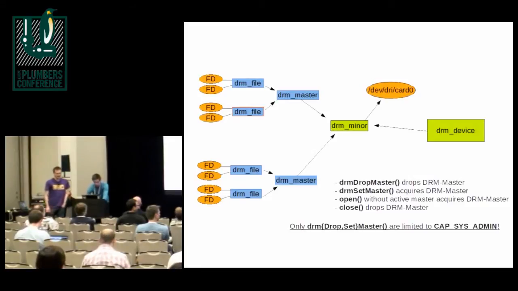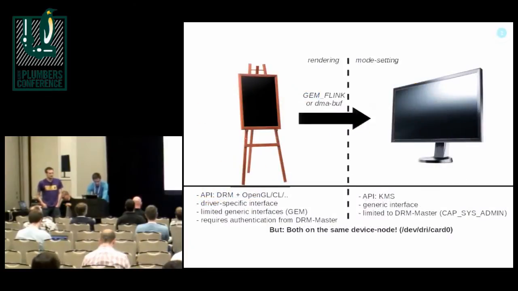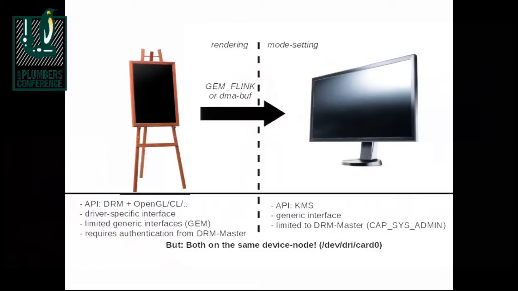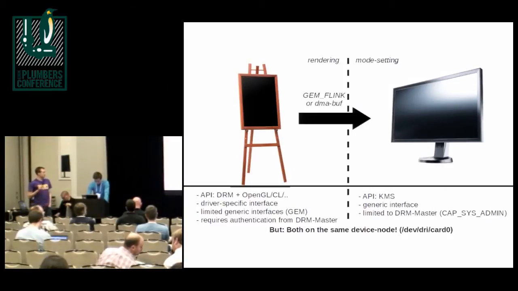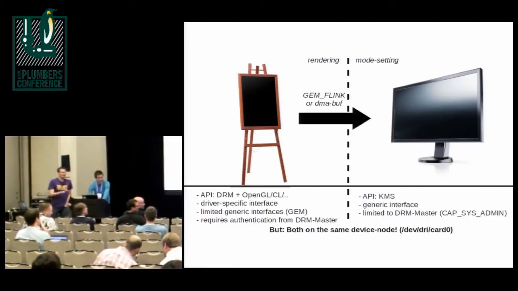The current layout of the DRM subsystem is basically split between two things, the rendering API and the mode setting API. The rendering API is responsible for creating pictures, drawing pictures, reading them maybe, and doing all the kinds of stuff you want to do with it. And the mode setting API is responsible for controlling your display controller. The API we use for rendering is DRM and it is highly driver specific. You cannot do anything useful with DRM if you have no idea of the driver APIs. On the other side, mode setting is a generic interface. You can use KMS. There's nothing driver specific.